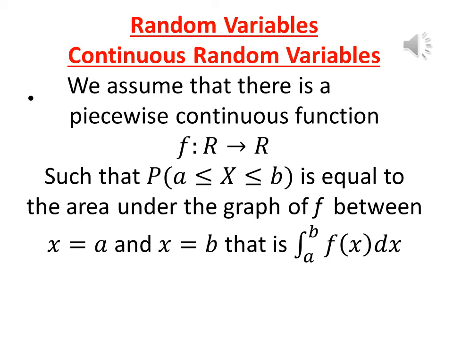So probability of x greater than a less than b is equal to the area under the curve. Area under the graph between x equal a and x equal b. The area between x equal a and x equal b is called the integration. So integration from a to b f of x dx is the probability. So probability of x, a random variable, greater than a less than b equals integration from a to b f of x dx.